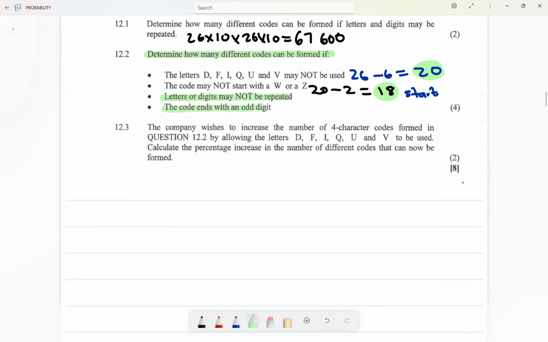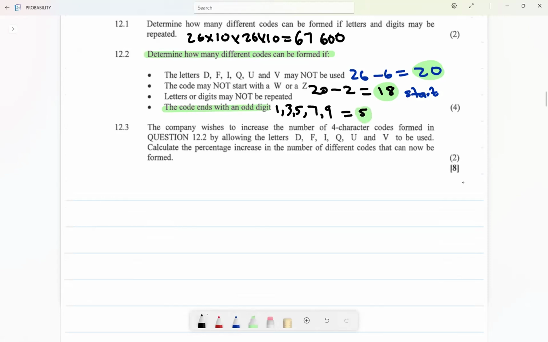The code ends with an odd digit. What is an odd digit? 1, 3, 5, 7, 9. So how many digits can I choose from? It means 1, 2, 3, 4, 5. So I can have 5 digits for the ending part.